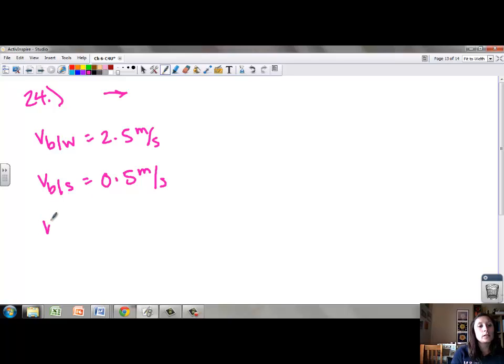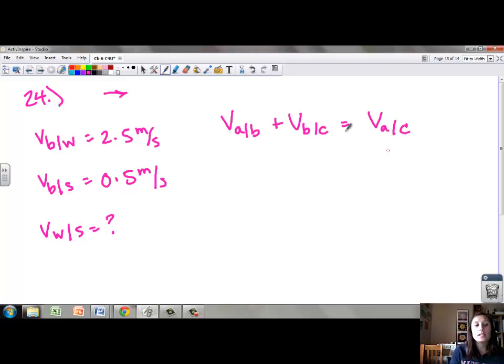So we want to know velocity, that's not a V, velocity of the water with respect to the shore. Okay, so velocity of A to B plus velocity of B to C equals velocity of A to C. So let's make velocity of A to B, boat to the water. So velocity of the boat to the water plus, okay, so that means that B is the water. Velocity of the water to the shore then, so C is the shore, is equal to velocity of A, which was the boat, and C is the shore.